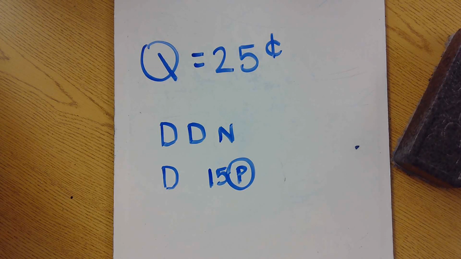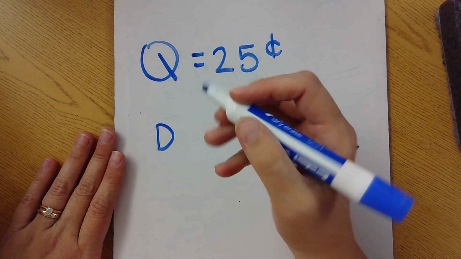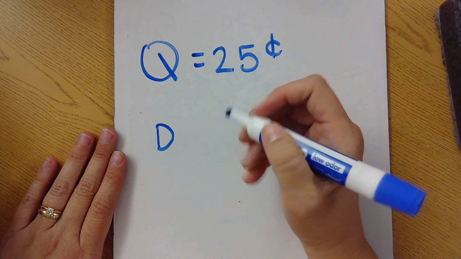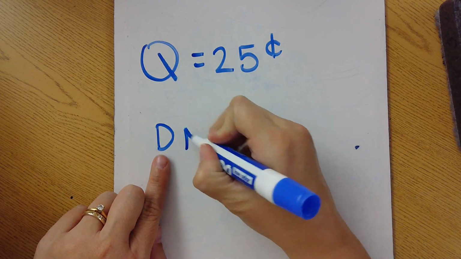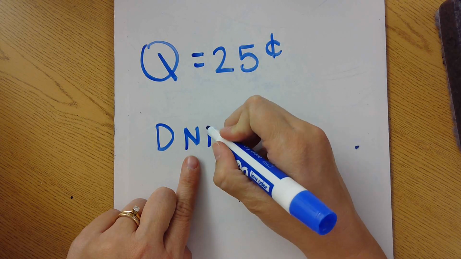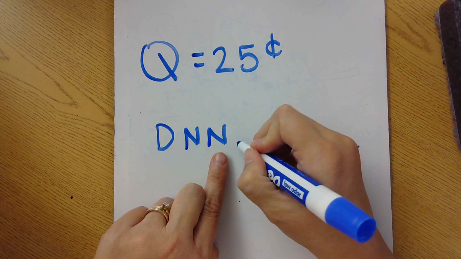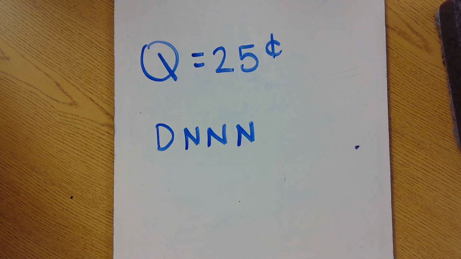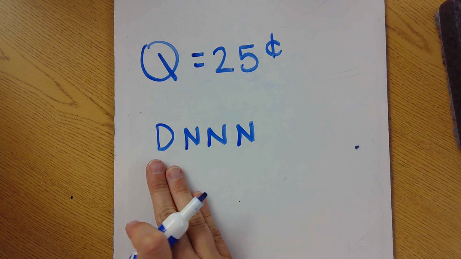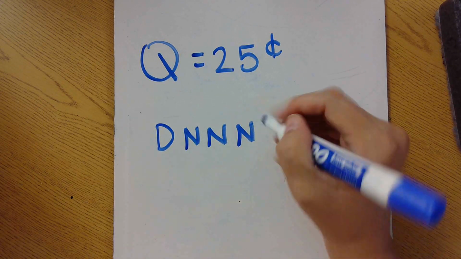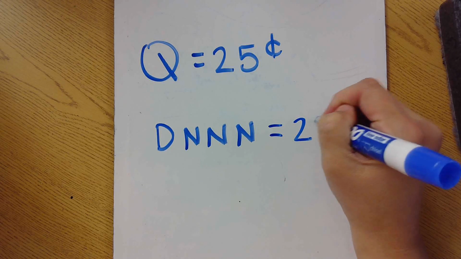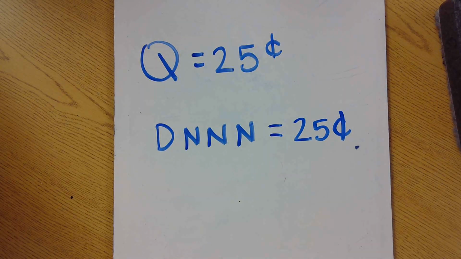Can you think of any more ways to make 25 cents? How about 1 dime and the rest nickels? 10, 15, 20, 25. So if I use 1 dime and 3 nickels, that also can equal 25 cents.